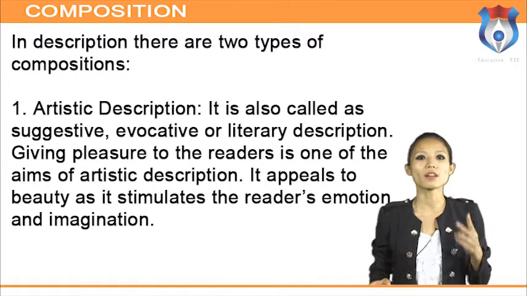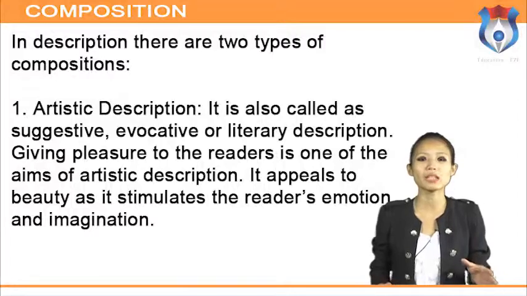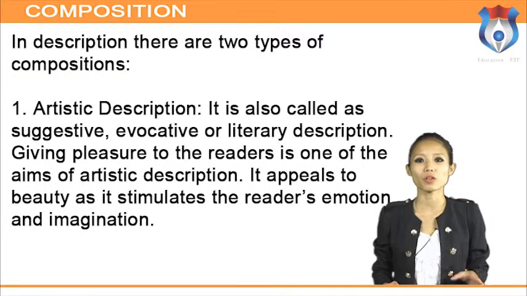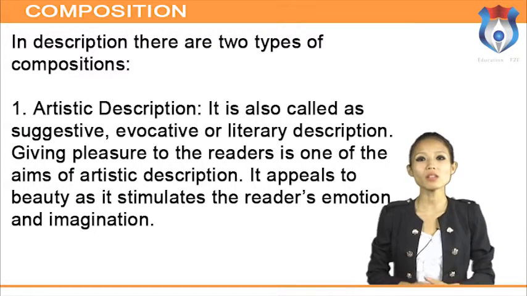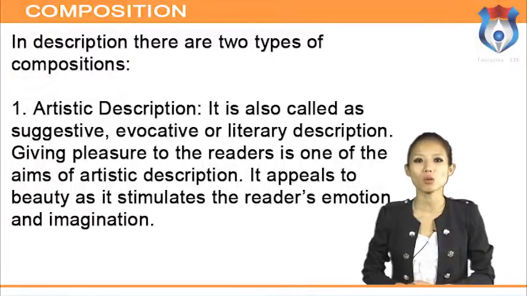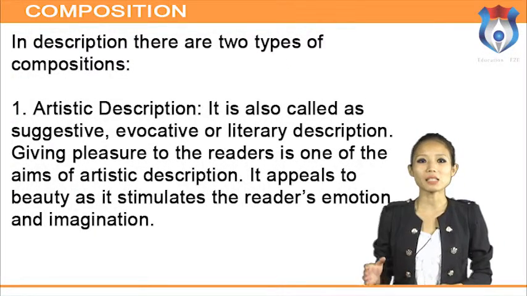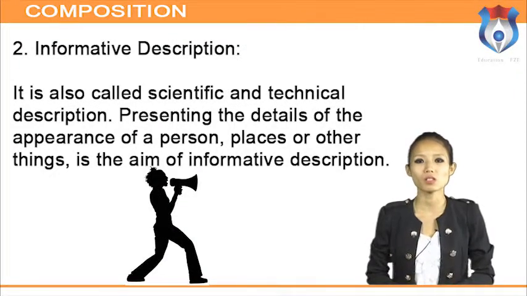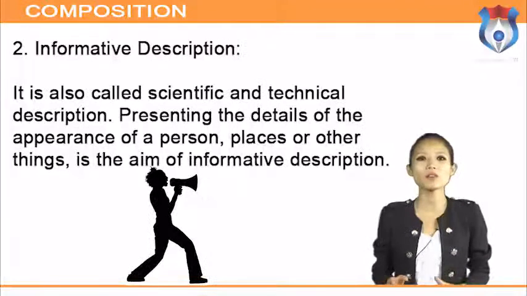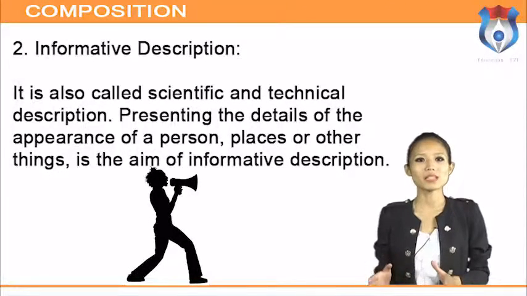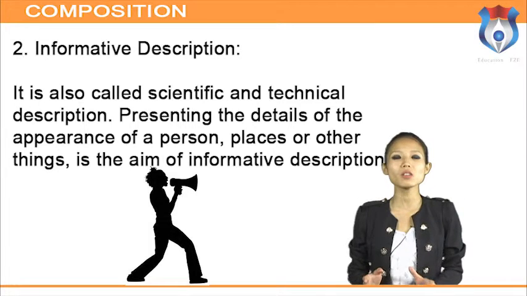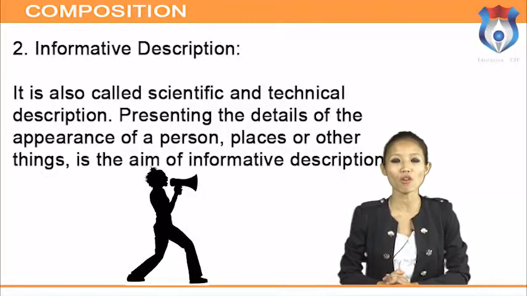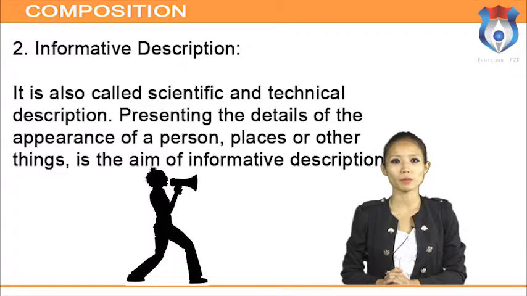In description, there are two types of composition that are being considered. Artistic description. It is also called suggestive, evocative or literary description. Giving pleasure to the readers is one of the aims of artistic description. It appeals to beauty as it stimulates the reader's emotion and imagination. Informative description. It is also called scientific and technical description. Presenting the details of the appearance of a person, places or other things is the aim of an informative description.